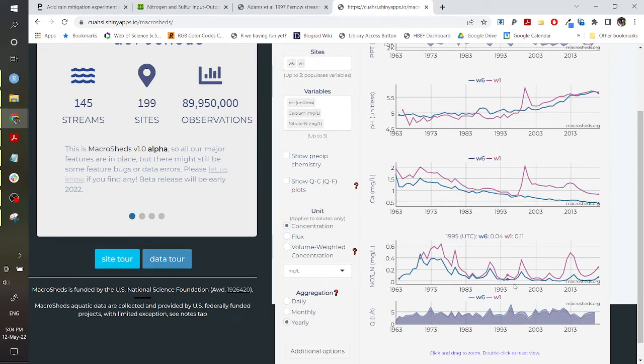And finally, if we look at nitrate export, we see that after the addition, almost a decade later, we have enhanced nitrate in the streams, particularly in watershed 1.